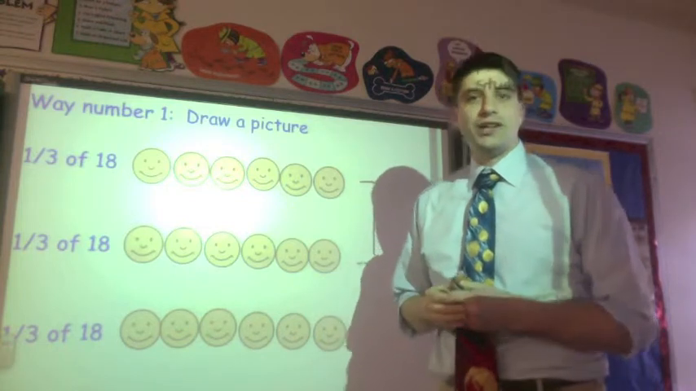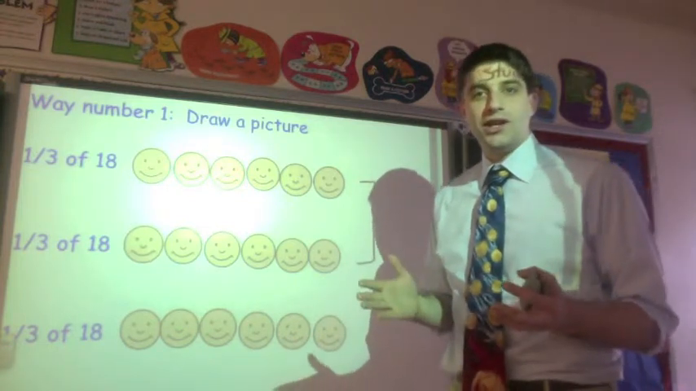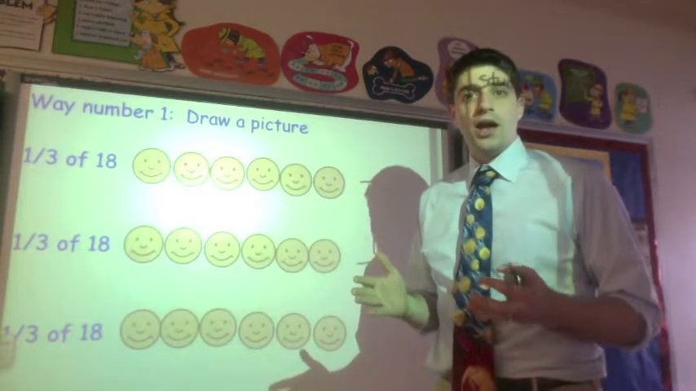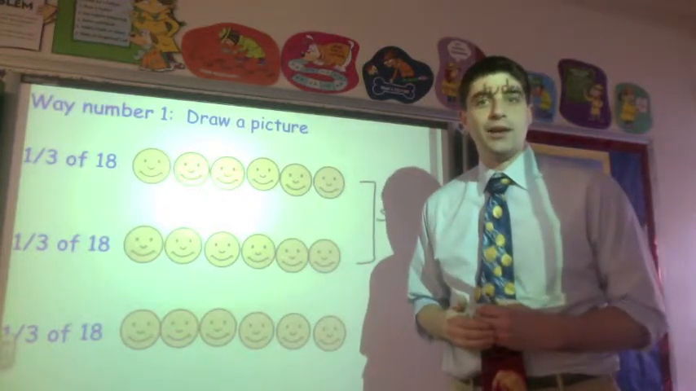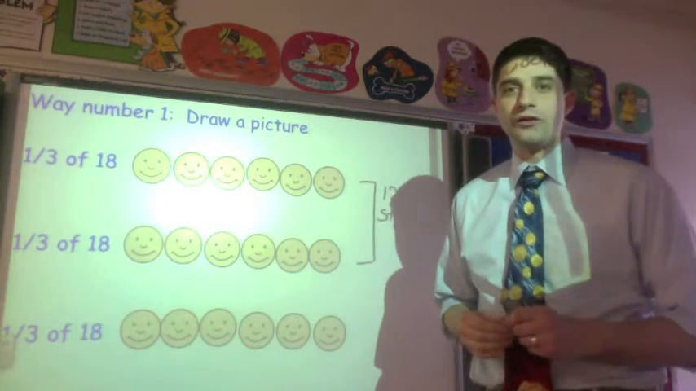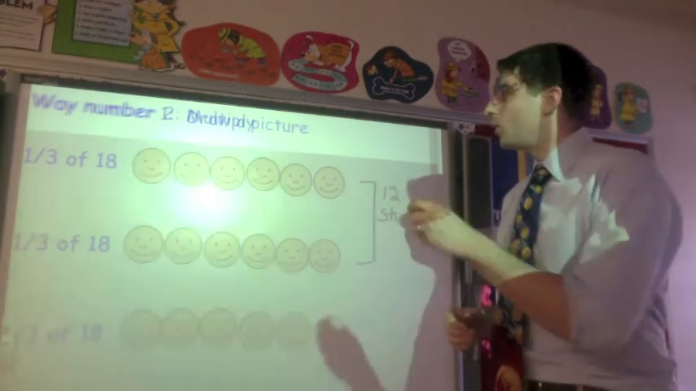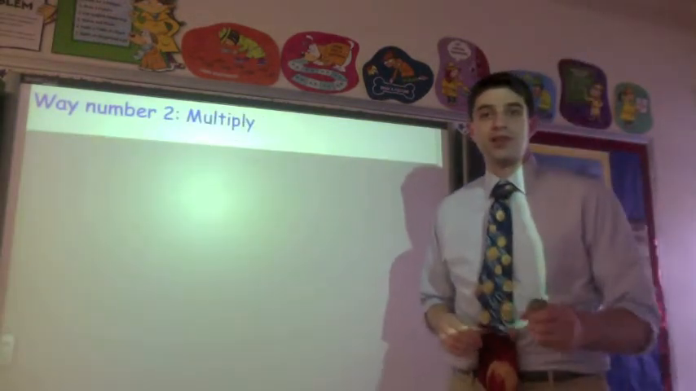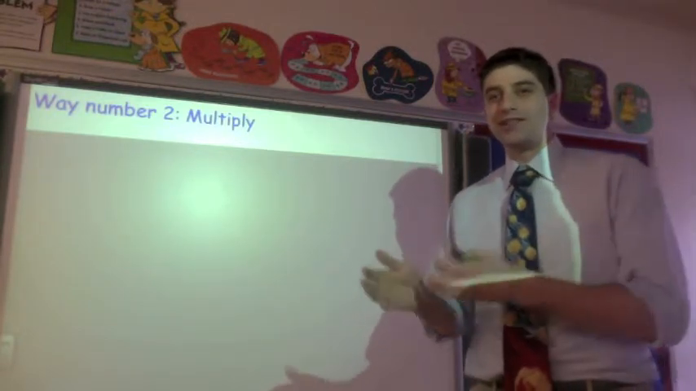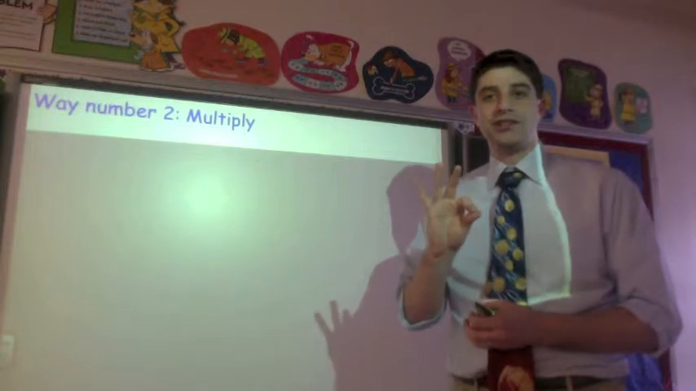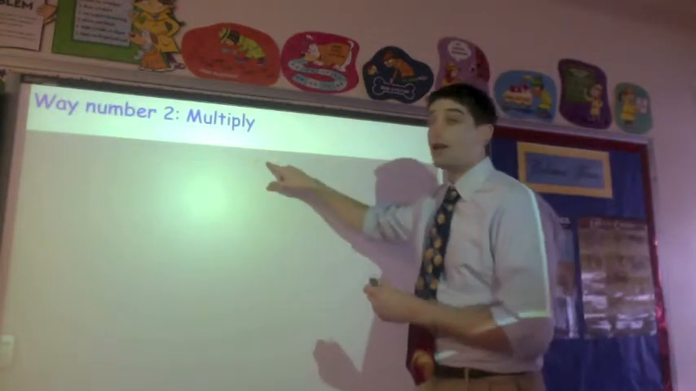Now you may be saying to yourself, well, Mr. D, you said that the word of tells us multiplication. I didn't see any multiplication in there. Well, if you said that to yourself, you're thinking right. Way number 2, though, is multiplying. So way 1 was to draw a picture. The second way is now to multiply. 3 easy steps.